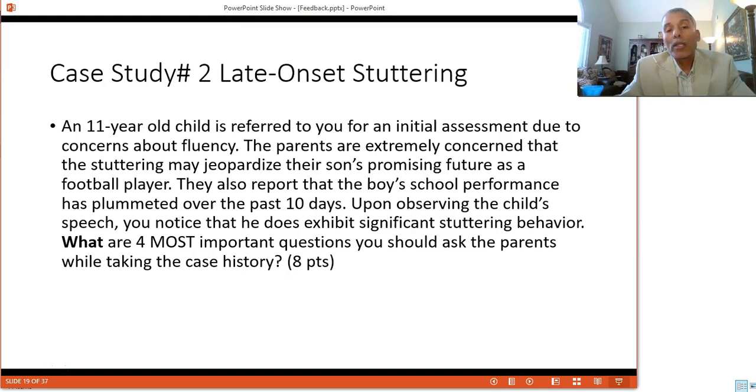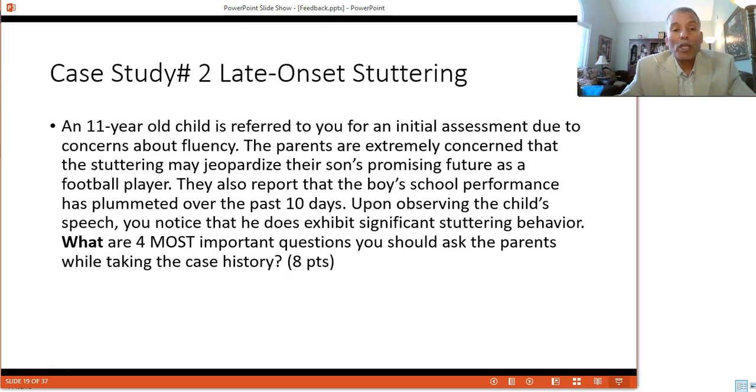The parents also report that the boy's school performance has plummeted over the past 10 days. When you say plummet, you think about an airplane that lost control and it's going into a tailspin or going into a nosedive. Very, very quickly. We say plummet, it is very quick decrease in performance over the past 10 days. So all of a sudden, a problem started 10 days ago, and evidence of very, very significant change is happening in the person's school performance.